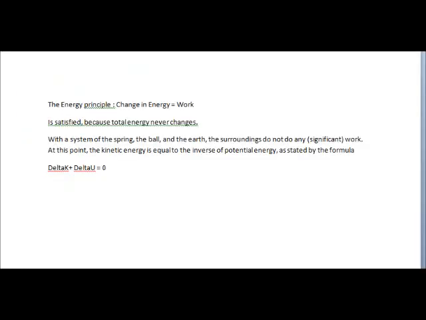Now for the next what if question, the change in energy is equal to the work. So this means that the energy principle is satisfied as a result, because the total energy never changes, where the work done by the surroundings is just the change in the energy of the system. Now with the system of the spring, the ball, and the earth, the surroundings do not do any significant work. And at this point, the kinetic energy is also equal to the inverse of potential energy, as stated by the formula that we used on the last test. Change in K plus change in U, or potential energy, equals 0.